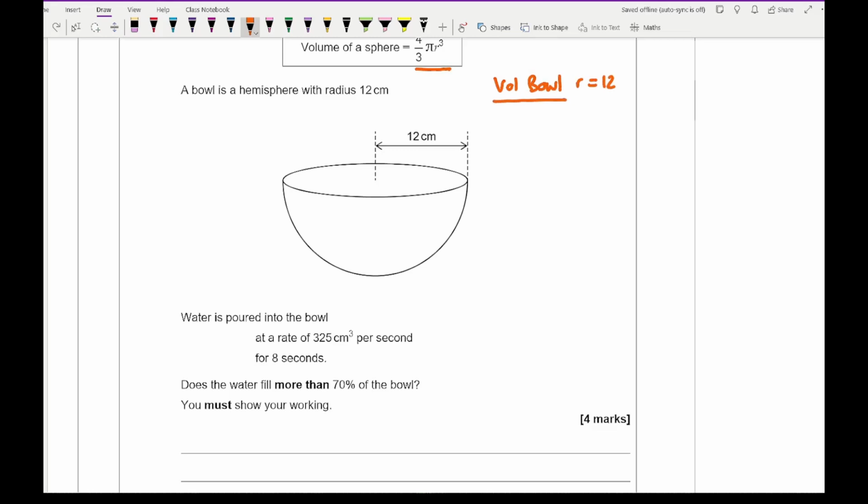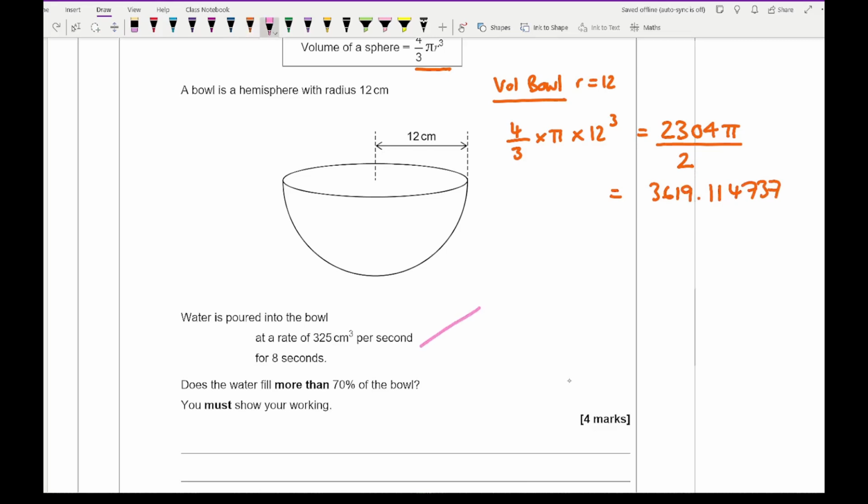So then working this out, we're going to do 4/3 times pi times 12 cubed. If I type that into my calculator, I get 2304 pi. Now remember we've got a hemisphere, so we then need to divide that by 2. So we get 2304 pi divided by 2, and we get an answer of 3619.114737. Then what we need to do is look at the rate.